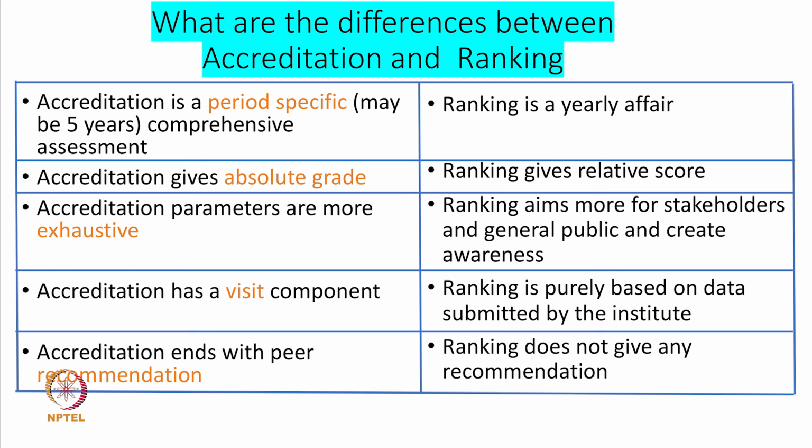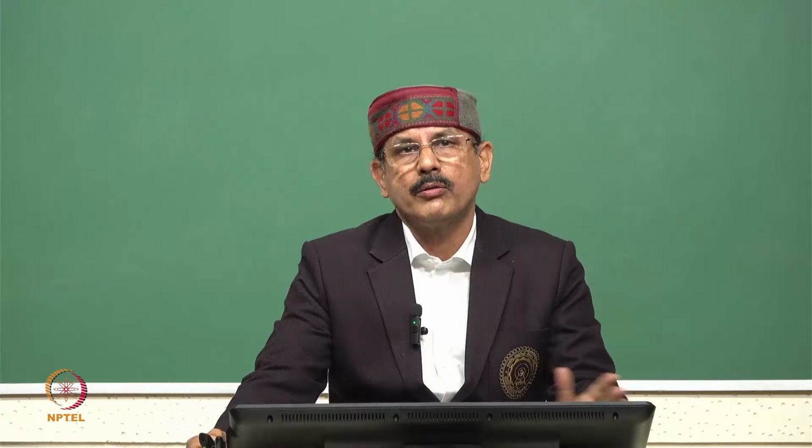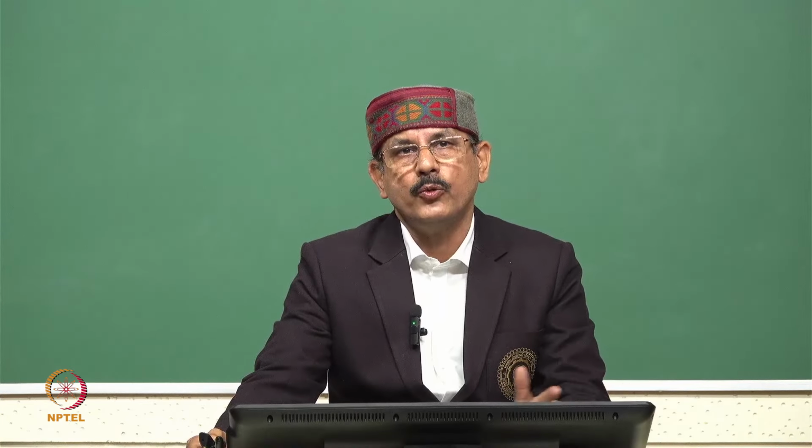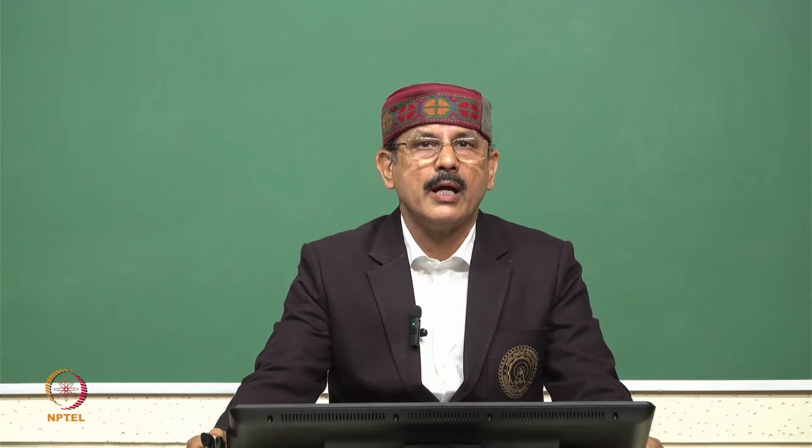The accreditation parameters are more exhaustive, whereas ranking aims more for stakeholders and the general public to create awareness. Every accreditation has a visit component, whereas ranking is purely based on the data submitted by the institutions. Accreditation ends with peer recommendation, whereas ranking does not give any recommendation. So these are the broad 5 areas in which we can distinguish between accreditation and ranking.